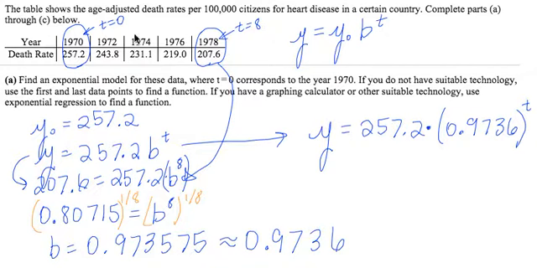So we want to find an exponential model for this data where t equals 0 corresponds to the year 1970. And it says if you don't have suitable technology, use the first and last data points to find the function. And that's what we're going to do because we did not study regression. So you need to be able to do it without regression for sure.